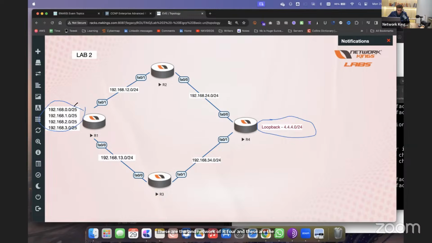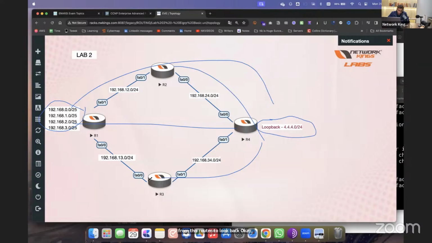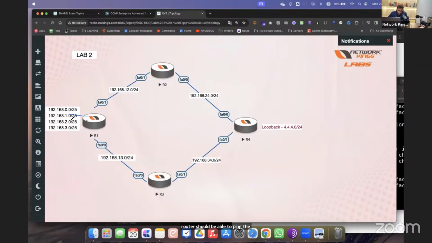So what is my goal? That we will be able to ping from this router to the loopback. All routers should be able to ping the loopback, and all routers should be able to ping the R1 networks also. We do not have LAN interfaces here. So when you are doing routing topics like EIGRP and OSPF, we have to imagine that there are LAN networks, and we can do that with loopbacks. Loopbacks are like virtual testing interfaces.